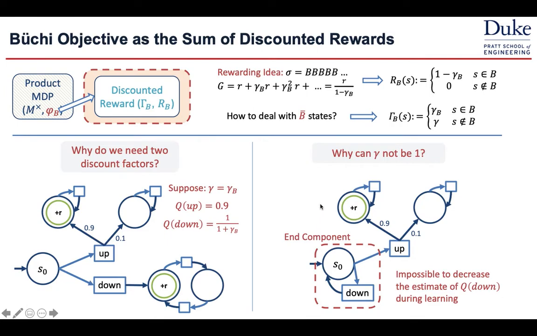Here is a slightly modified example. And our algorithm might overestimate the value of this down action during learning. If that happens, the estimate of this action, the value of this action, cannot be corrected due to the lack of discount. This happens when there are some end components in the product MDP. So we need discounting.